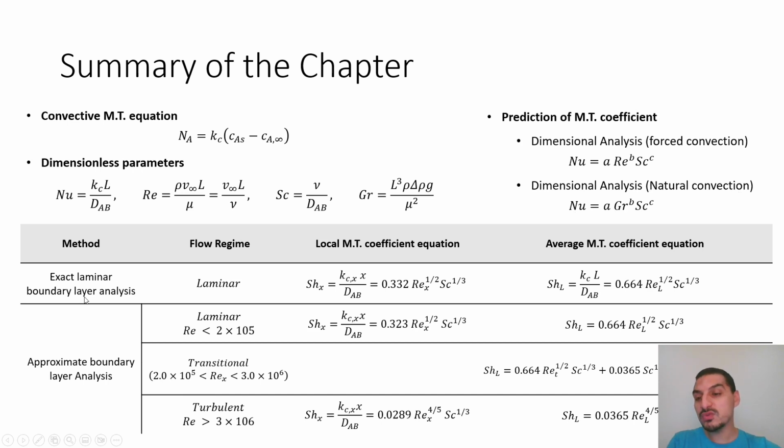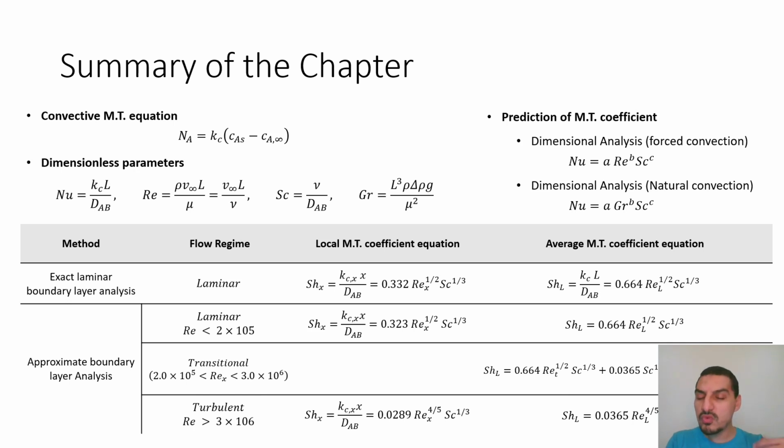And we covered two methods of analysis: the exact laminar boundary layer analysis and the approximate boundary layer analysis. These are the equations in case of the local mass transfer coefficient. We have this equation for the exact analysis, and these are for the approximate analysis. And these are the equations that we have for the average mass transfer coefficients, which we actually use in most of the cases. And we have it here for laminar, and for laminar, transitional, and turbulent flows. So this is all that we will cover in this chapter.